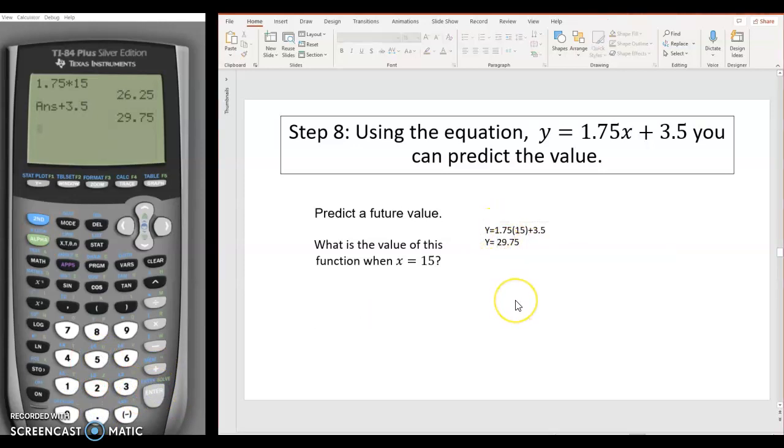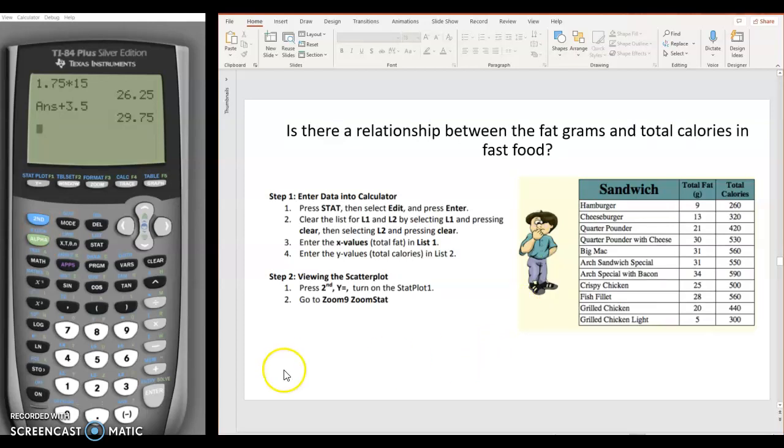So I can use this equation that we just wrote to predict a value that is not given in the table. Let's try another example. This gives us the total grams of fat and the total number of calories in different fast food sandwiches. Let's see if there's a relationship between the fat grams and the total calories in fast food.